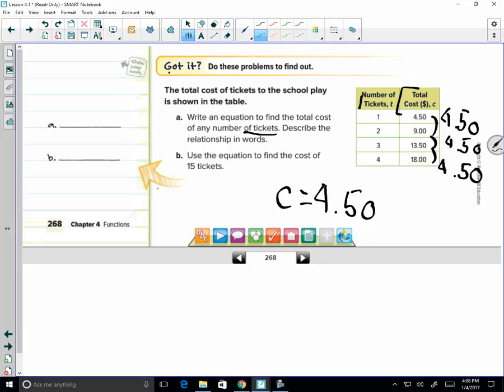And this is what they did on the last example where they wrote the equation, times T, which makes sense because let's say you get 12 tickets for family and friends, you multiply it by 4.50, that's how much it's going to cost you. So I'm just going to write the equation over here. If you're asked to describe it in words, which is good practice to do, and you're probably going to have to do it: describe the relationship in words.